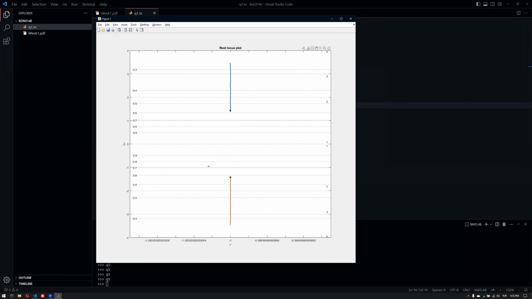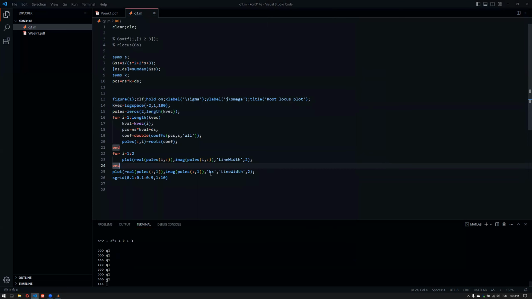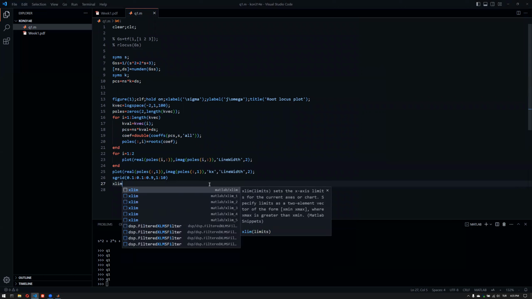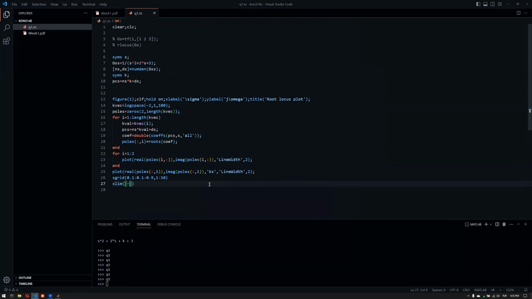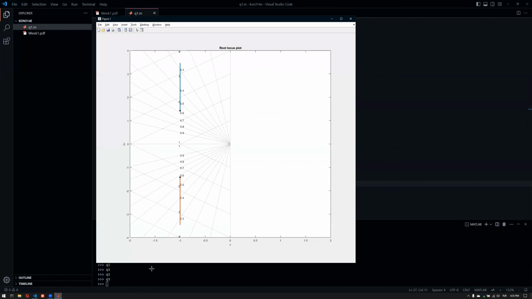Yeah, and our system is not the best system here at hand. So our x-axis is actually messed up. So let's say x limit from -2 to 2, maybe. Yeah, there we go. That's way better here.